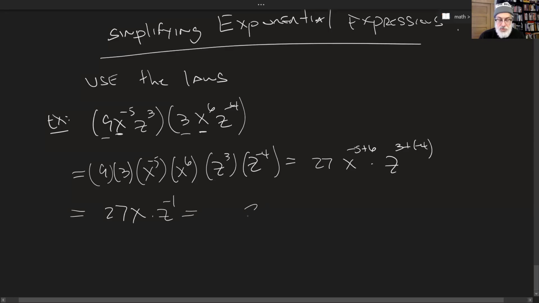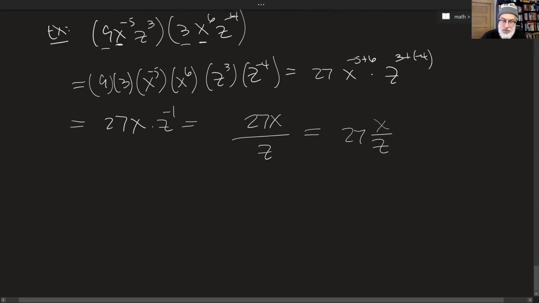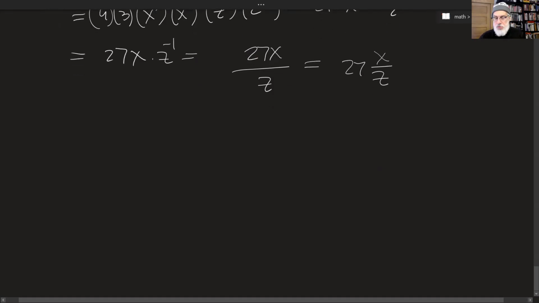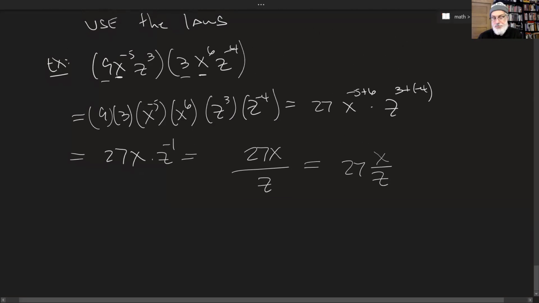We're going to, again, use the rule that negative exponents we can put in the denominator. So this is 27x divided by z. Another perfectly reasonable way to write this would be 27 times x over z, whatever your preference might be. But just using the rules, using our properties of real numbers, we get the simplification 27x over z, which again is much better than that expression.